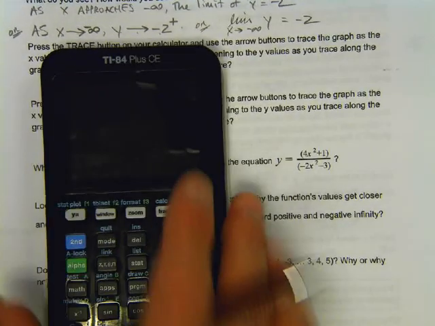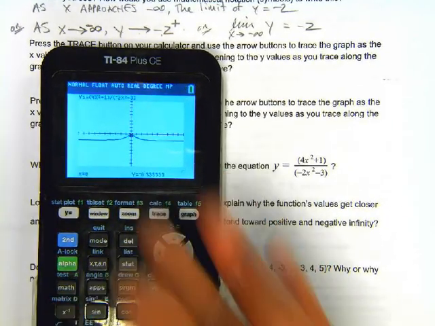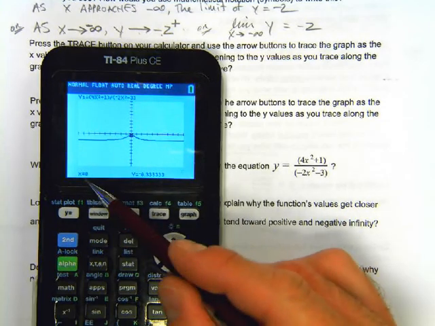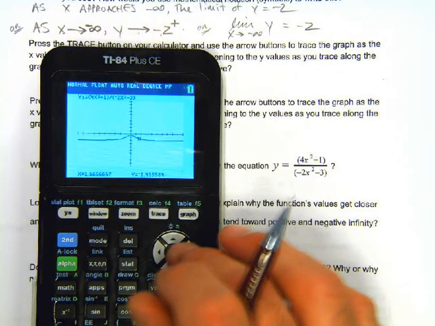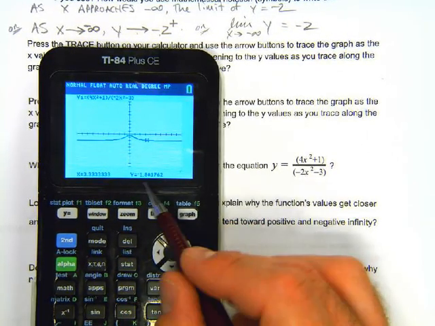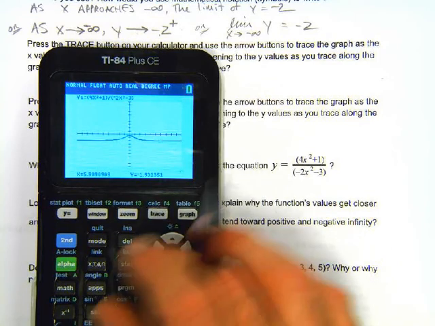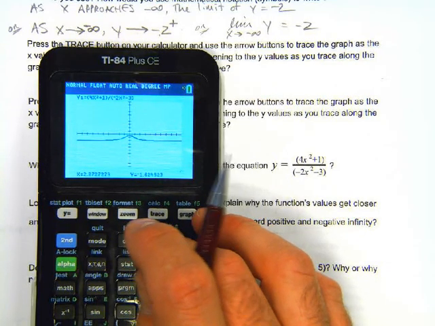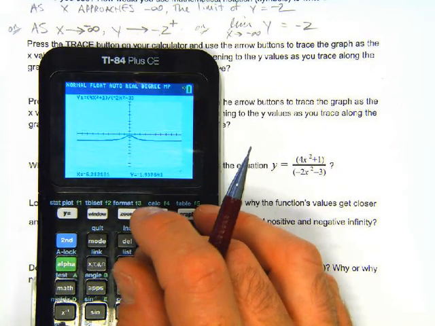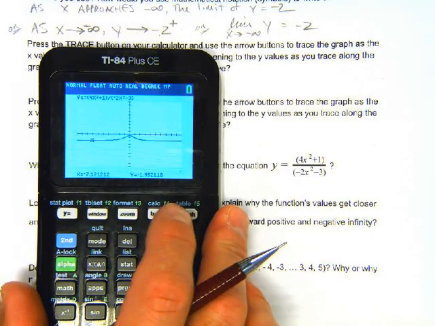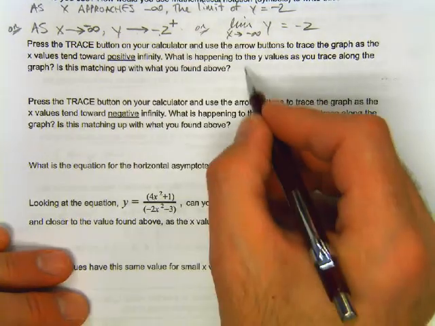Oops, okay. Now, do you remember using the trace button yesterday? Here, let's just do it again. If you do the graph and you press trace, I've got 0 and the y-intercept is negative 0.3. As we trace sideways, you can see the y values in the lower right-hand corner get closer to negative 2. And you can trace to the left and discover the same thing. So using the trace function and using the table accomplish the same thing in two different ways.